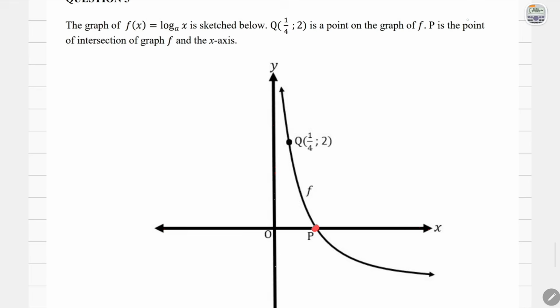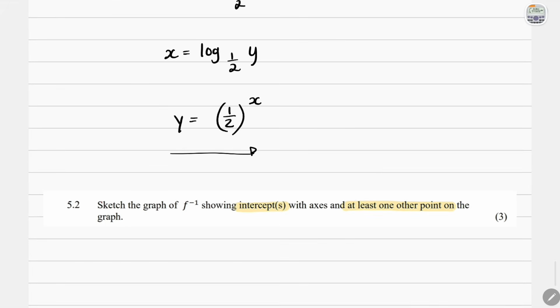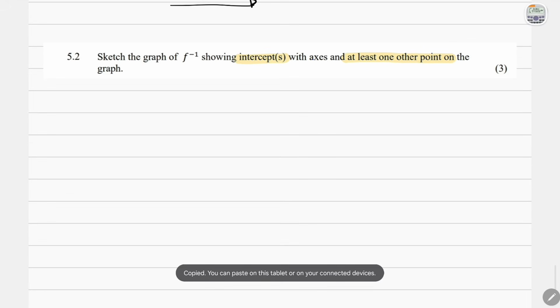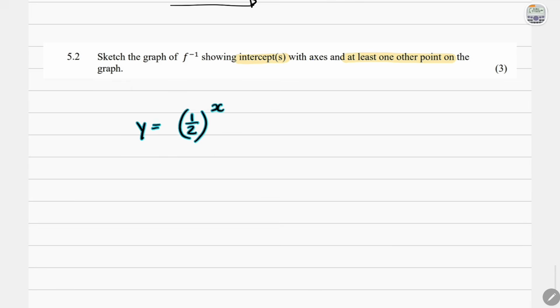Let's find P. So find P in your exponential function. We can see that it's an x-intercept in the log graph. So in the inverse, the exponential function, it's going to be a y-intercept. So to find a y-intercept, you simply make x equal to 0.